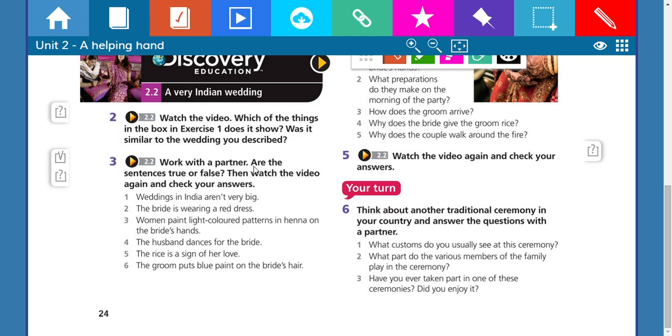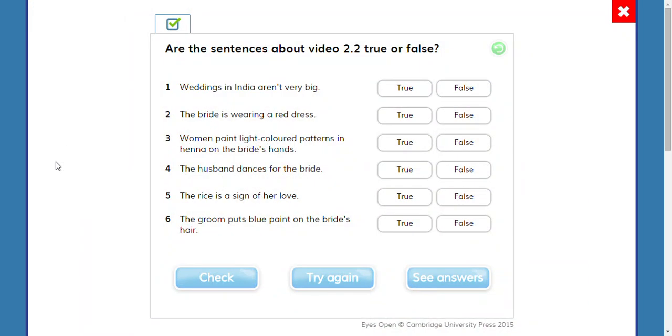Now, let's see. Work with a partner. So you are going to work with me. Are the sentences true or false? Then watch the video again and check your answers. Remember, the idea is to say true or false. For example, number 1 says, weddings in India aren't very big. Negative sentence. True or false? False. Yeah.